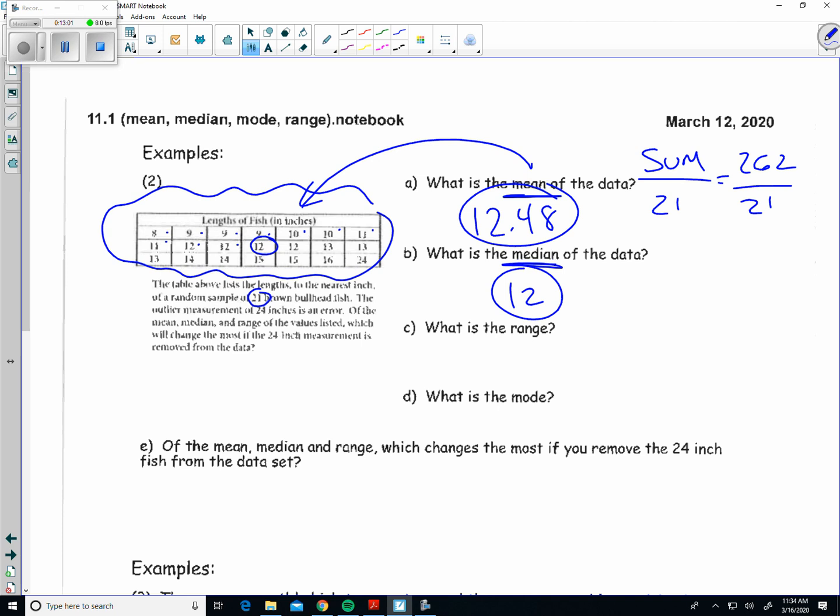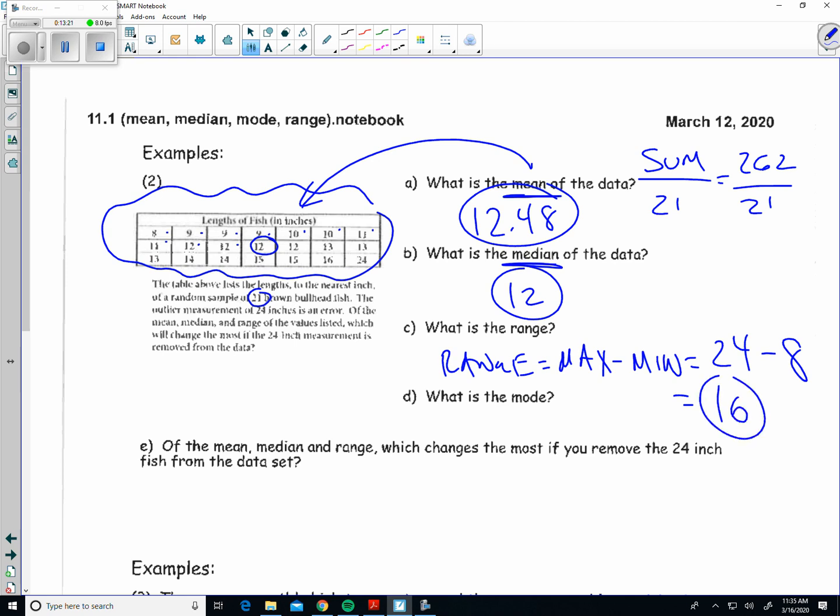Range should be the easiest one of ever. Range is always going to be coming from your max minus your min. So the biggest fish that we caught was 24 inches. Smallest guy that we caught was only 8 inches. And that 24 minus that 8 should give us 16.